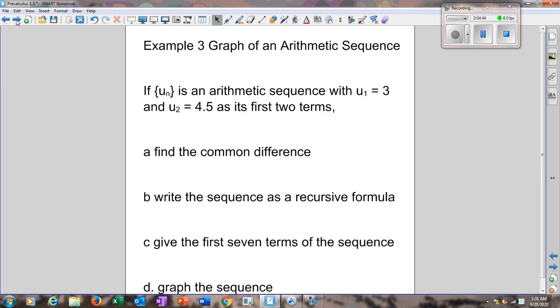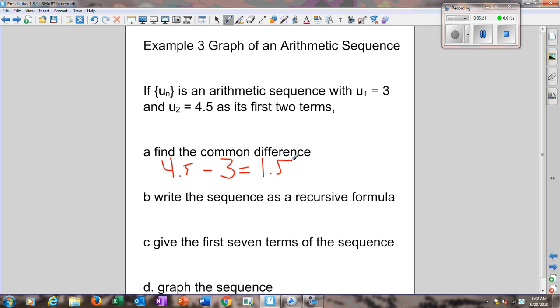Okay, so example 3, graph of an arithmetic sequence. If u sub n, remember that's in the curly brackets, it shows that it's an arithmetic sequence, with u sub 1 equals 3 and u sub 2 equals 4.5 as its first two terms. So A, we have to find the common difference. In order to do that, I can just do 4.5 minus 3. And that gives me 1.5.